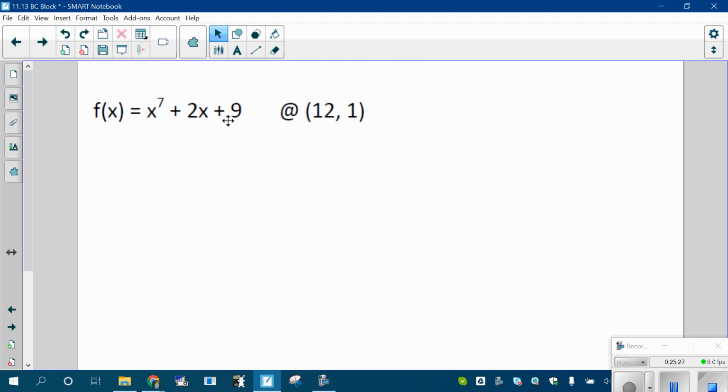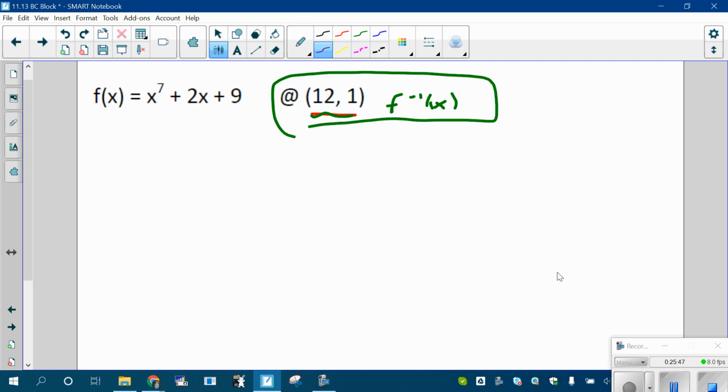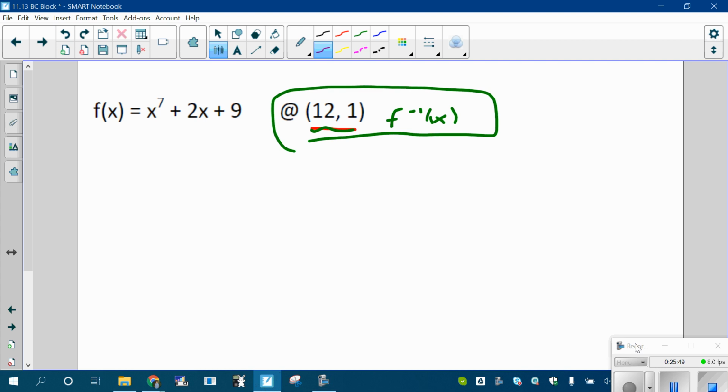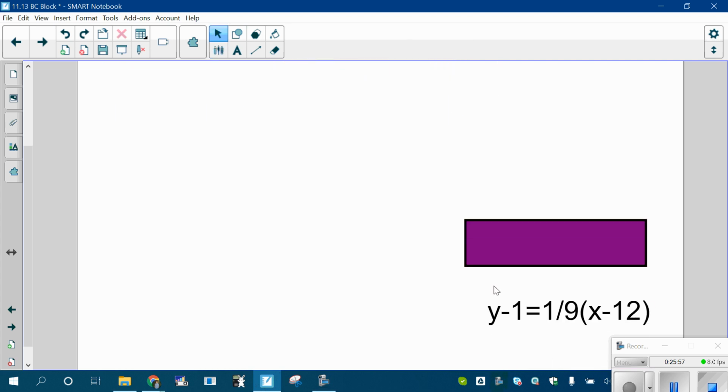One more for you guys here. Here's f of x. This is a point on the inverse. Find the equation of the tangent line at this point on the inverse using this buddy point idea. Okay? Equation of the tangent line. Go for it. All right, that's what you should have gotten as your answer.